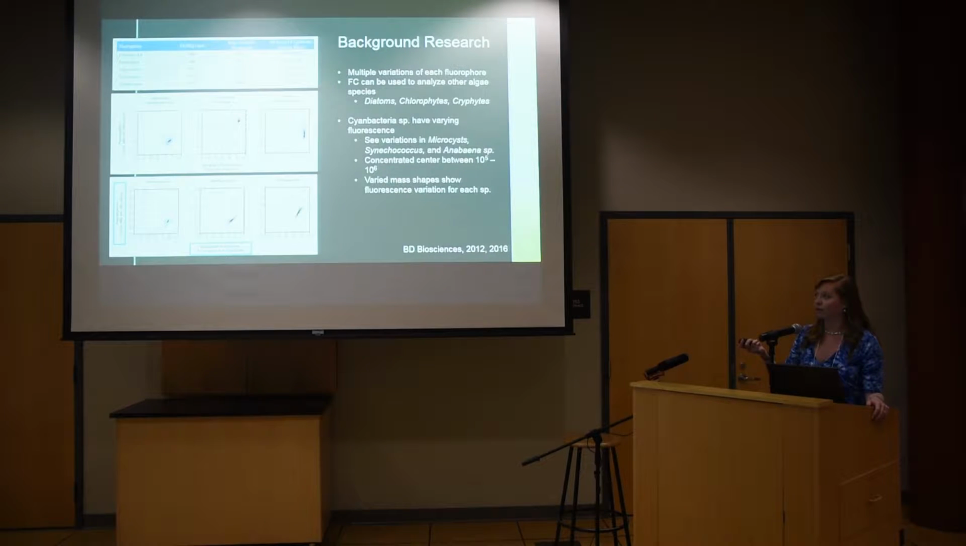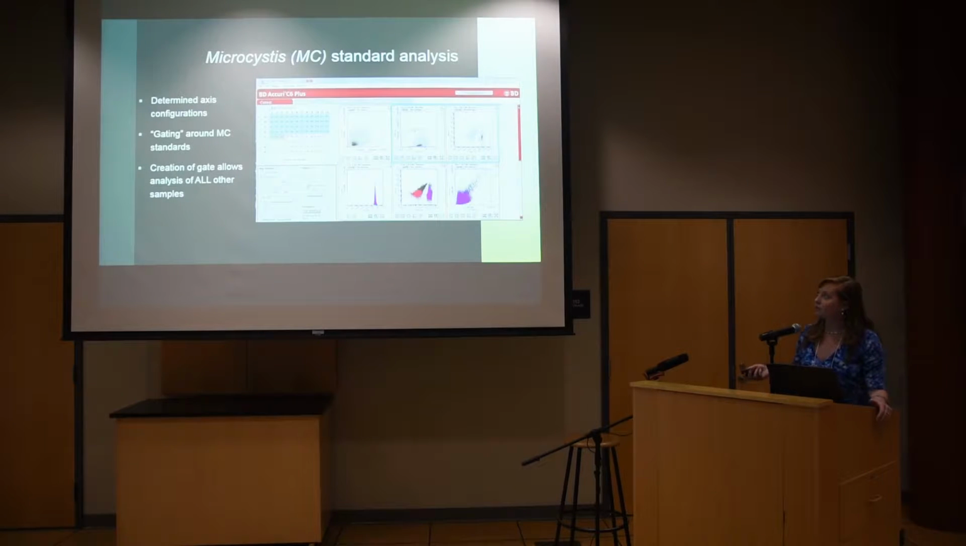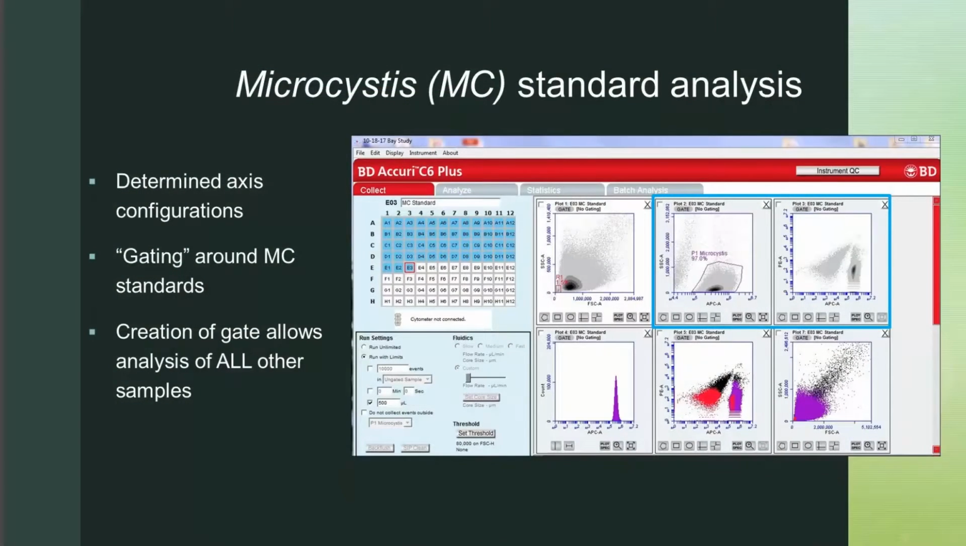So that's where most of the cells are accumulating. But then you have these other cells around the outsides that may be dying off or may have a slightly different fluorescence than the average cell. So this is a screenshot of a standard of Microcystis that I ran through the machine. After I figured out how to configure the axes, I was able to run a couple standards. Actually, I ran a lot of standards before deciding that this was the way to go.